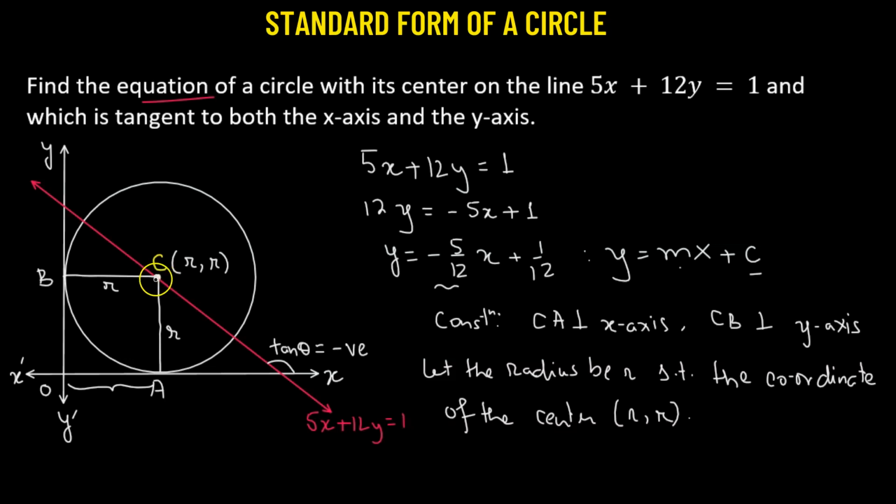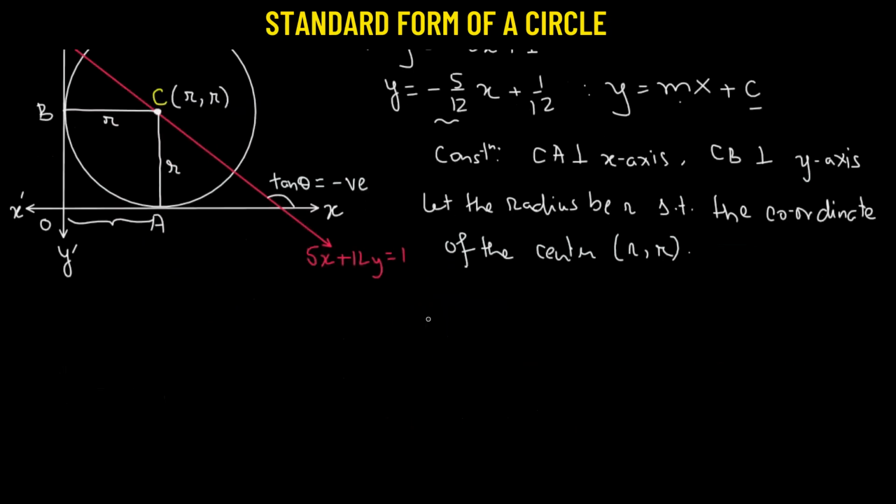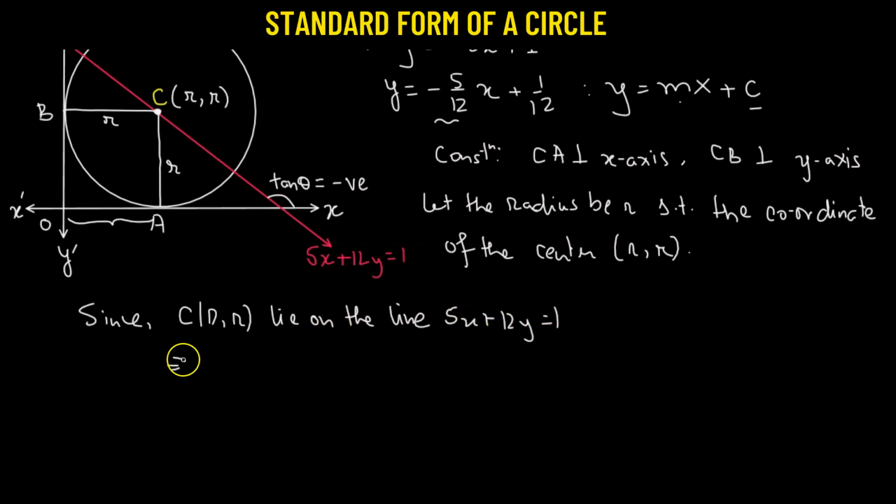Now since this particular point lies on the line 5x plus 12y equals 1, this particular point is going to satisfy the equation of the line. So let's write it down. Since C, which is R comma R, lies on the line 5x plus 12y equals 1, this immediately tells us that we have 5 times R plus 12 times R equals 1. All we have done is replace the value of x with R and the value of y with R as well. So solving this, we get 5R plus 12R, so that's going to be 17R. This is equal to 1. So solving for the radius, we get 1 over 17.